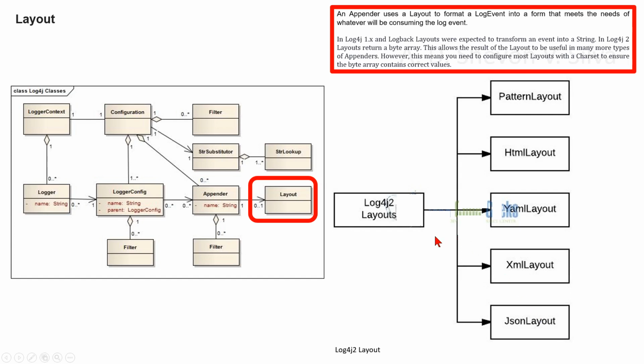So Log4j 2 has implementing classes PatternLayout, HTMLLayout, YAMLLayout, XMLLayout, and JSONLayout. This is about Log4j 2 layouts.